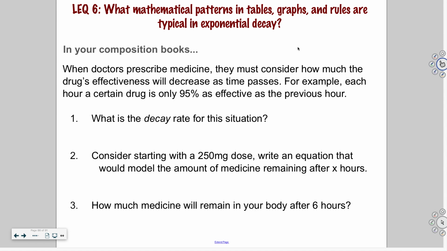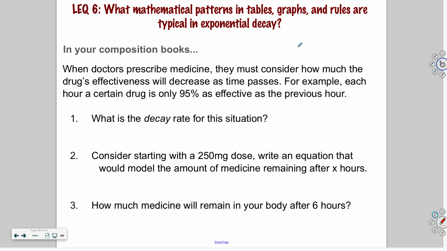Okay, so what mathematical patterns in tables, graphs, and rules are typical of exponential decay? When doctors prescribe medicine, they must consider how much of the drug's effectiveness will decrease as time passes. For example, each hour a certain drug is only 95% as effective as the previous hour.